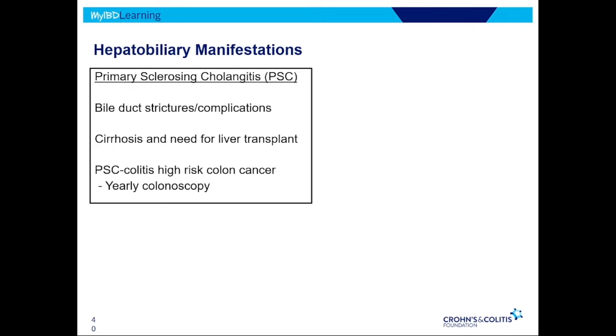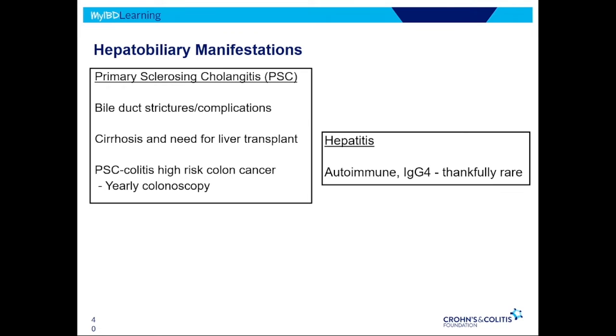And the other thing is to recognize that if you have PSC and you have colitis, your cancer risk is unbelievably high. And right now, we actually recommend yearly colonoscopies for these patients. So again, this is just because in order to recognize this condition and the high-risk nature of it, we need to treat these patients appropriately.